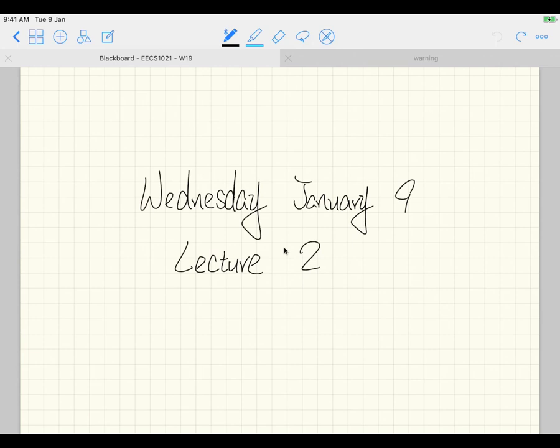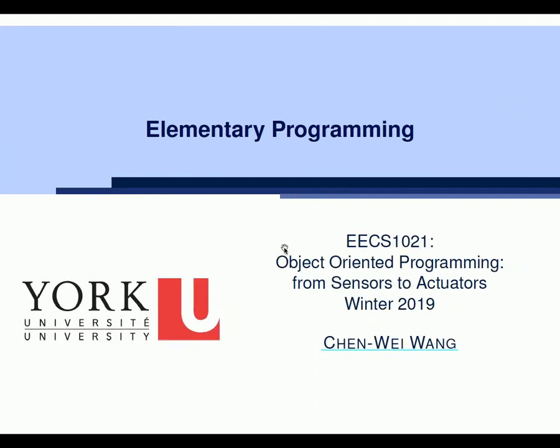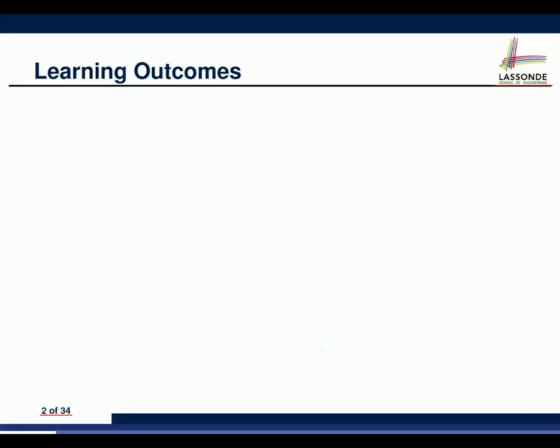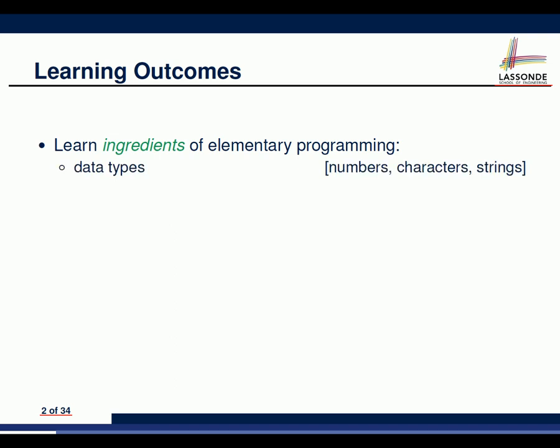But that's something I will try to give you intuition. All right, so now let me just go to the slides, which are already online. You can open that on your laptop if you like. So now let's go to the learning outcomes for this lecture. We're going to talk about ingredients for elementary programming. Let me just enumerate them very quickly, but they will gradually make sense as we go through the lecture.